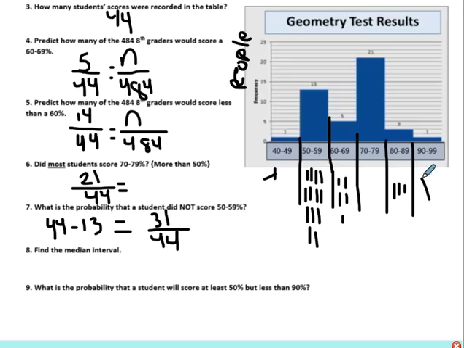But then you'll cross out the first one with the last one and the second one with the second to last one until you get to something in the middle, and then I'm going to have you write the median interval here. What to what? Like 40 to 49 or 50 to 59. What's your median interval? And then number 9, what is the probability that a student will score at least 50% but less than 90%? So remember, if you're going at least 50, that means it has to be 50 and more. And then less than would be just less than, so less than 90. So you'd be looking at 1, 2, 3, 4 intervals there as a clue, okay?